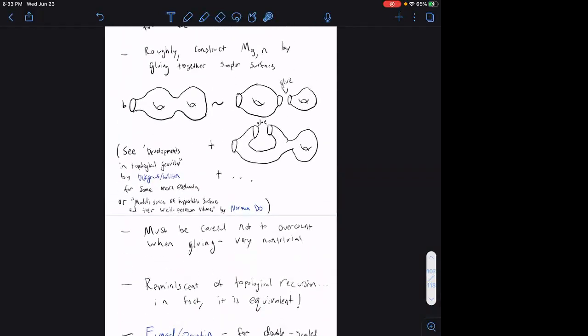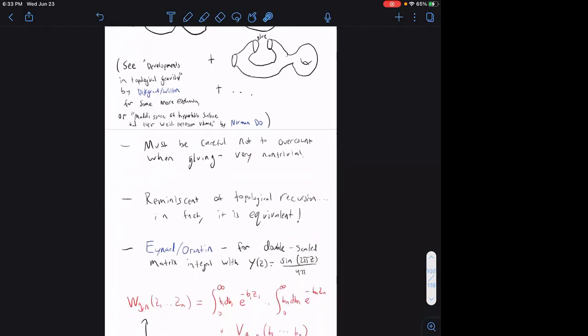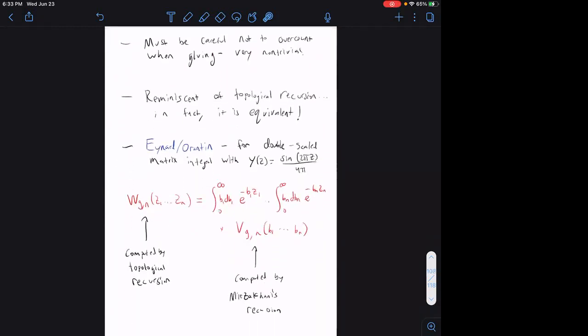And so this idea of splitting up the surface into simpler pieces is reminiscent of this topological recursion formula, where the resolvent of genus G came from resolvents that were somewhat simpler, but glued together in some way. And in fact, these recursions are equivalent.